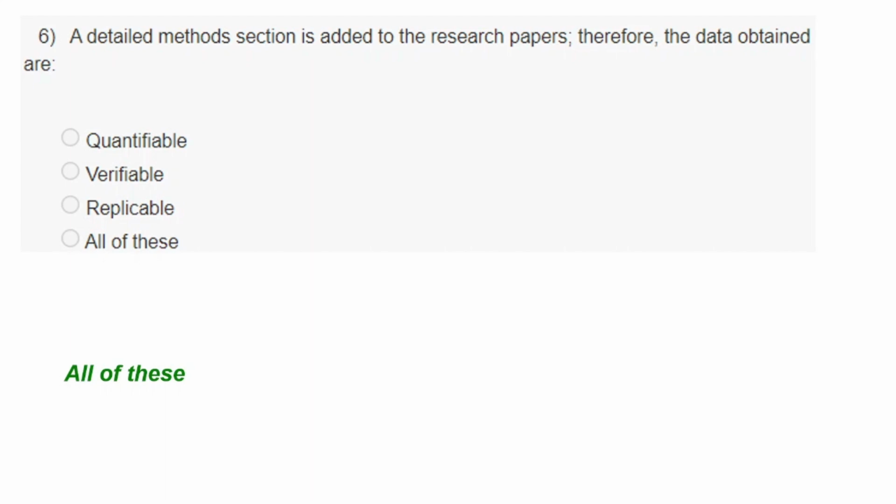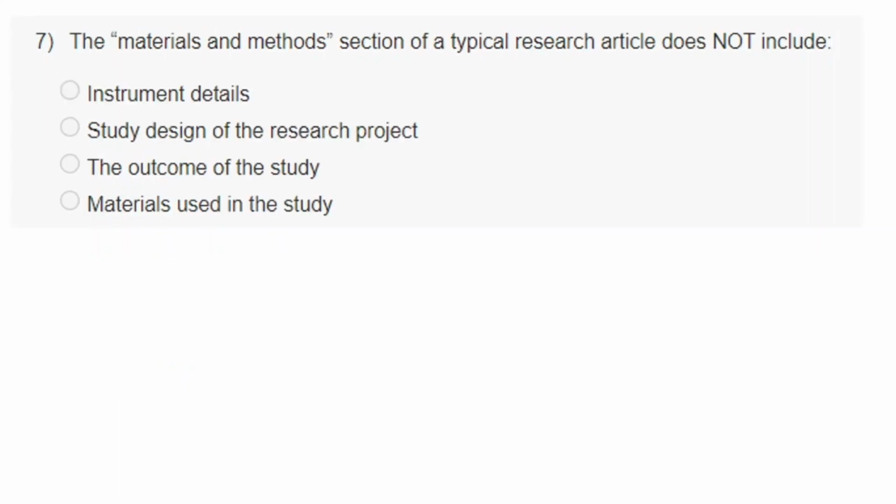Quantifiable, definitely, if you are doing scientific research. Quantitative representation is very important. Only qualitative or visualizing representation might not work. So obviously quantifiable is also included, and your data should also be verifiable. So that's why your method section is very important. Detailed method section is very important. Next question. The materials and methods section of a typical research article does not include. What does it not include?